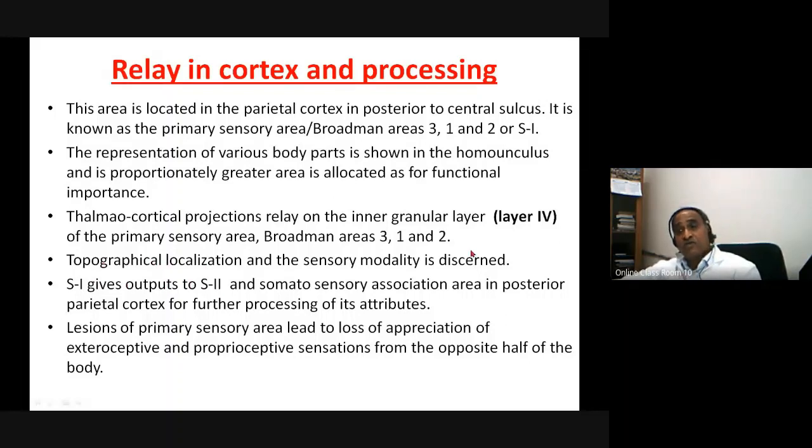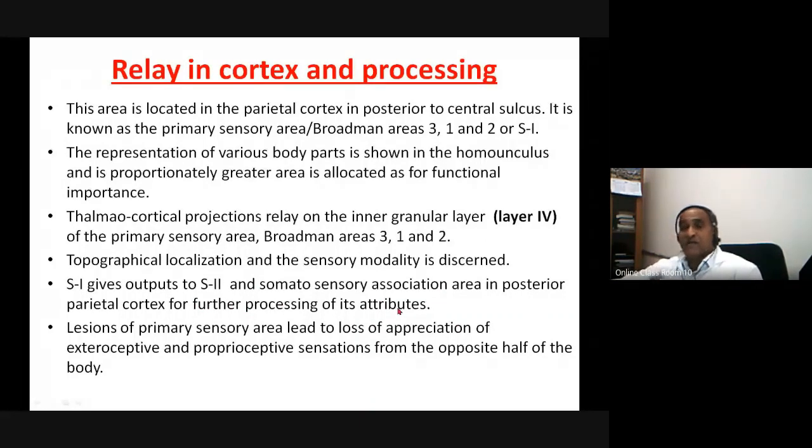S1 gives outputs. Now, S1 has only identified the arrival of the impulse. That means it identifies the location of the impulse: yes, it is located in the arm, in the finger. But the attributes or the fineness of the touch are to be processed with the help of S2 and somatosensory association areas, because in these parts the processing is done and attributes are given.